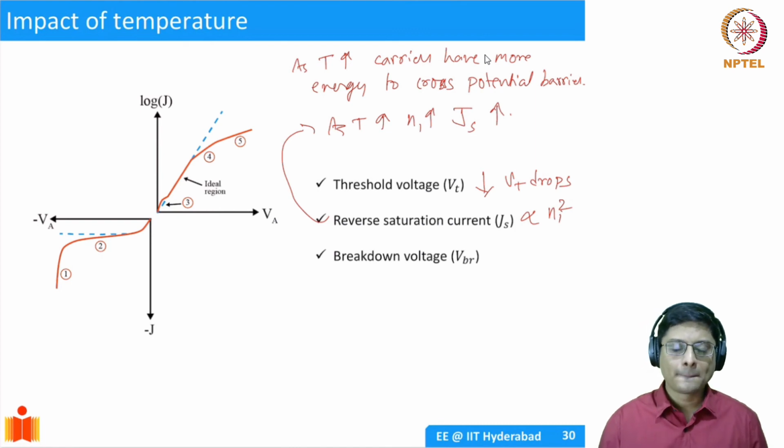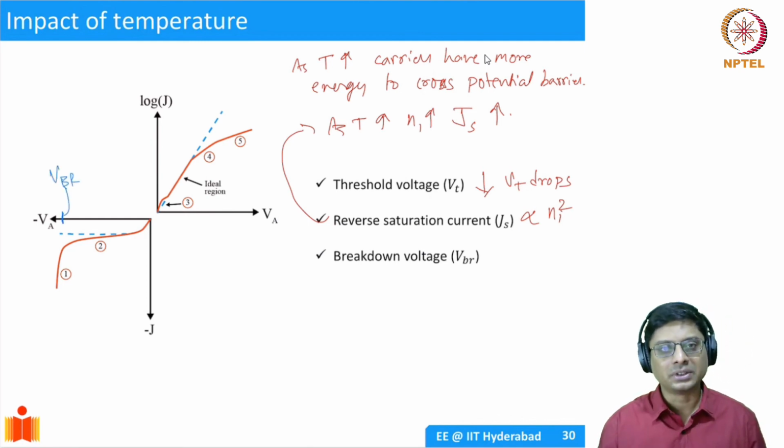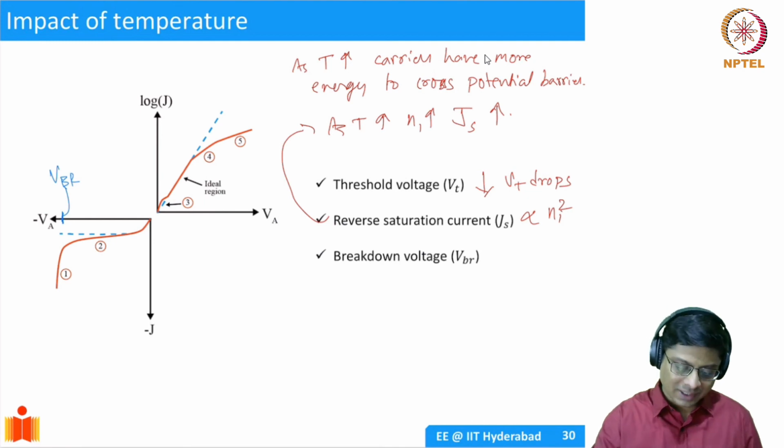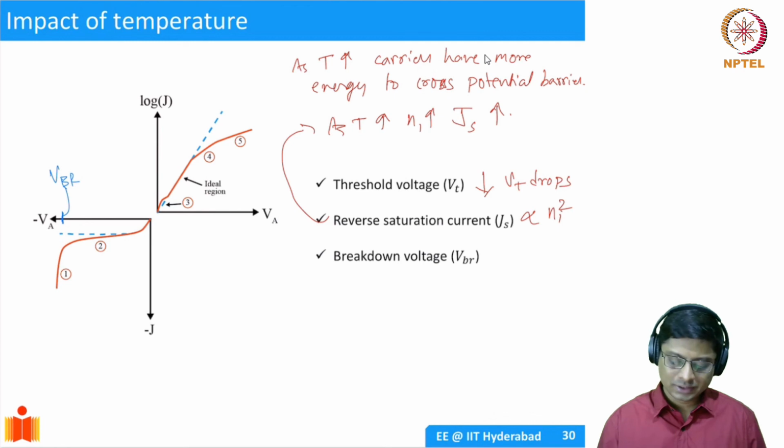And the last thing we need to analyze is what happens to the breakdown voltage. I probably didn't introduce what breakdown voltage is. The point at which this breakdown occurs is called VBR, the breakdown voltage. At that point, the current in the reverse bias has dramatically increased. So what happens to the breakdown voltage as you increase the temperature?